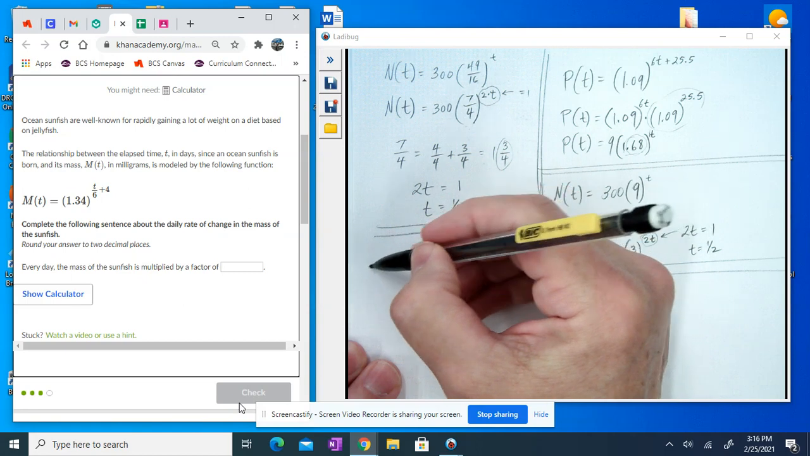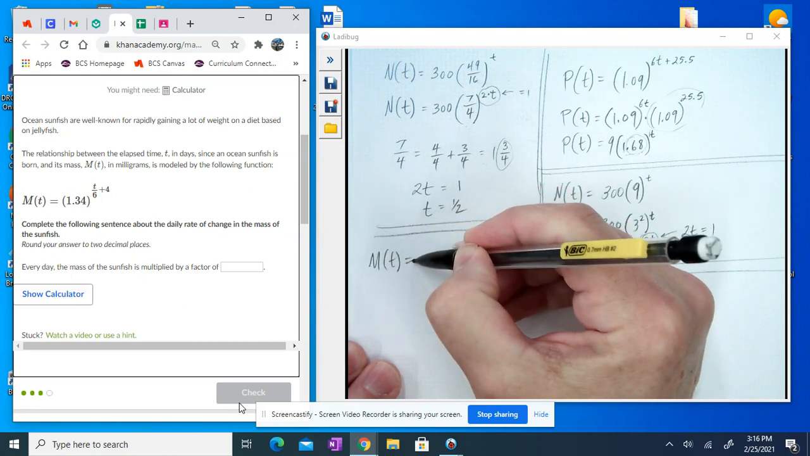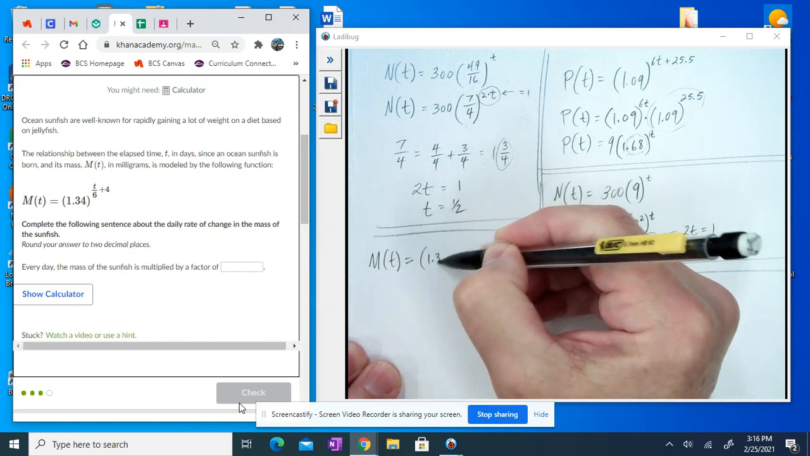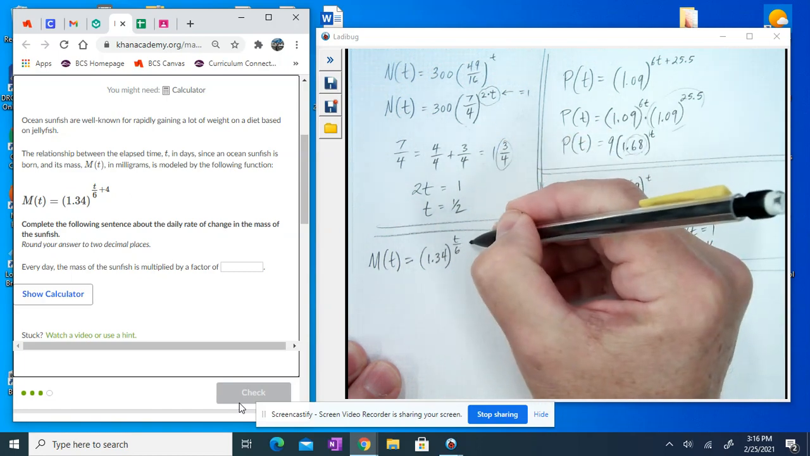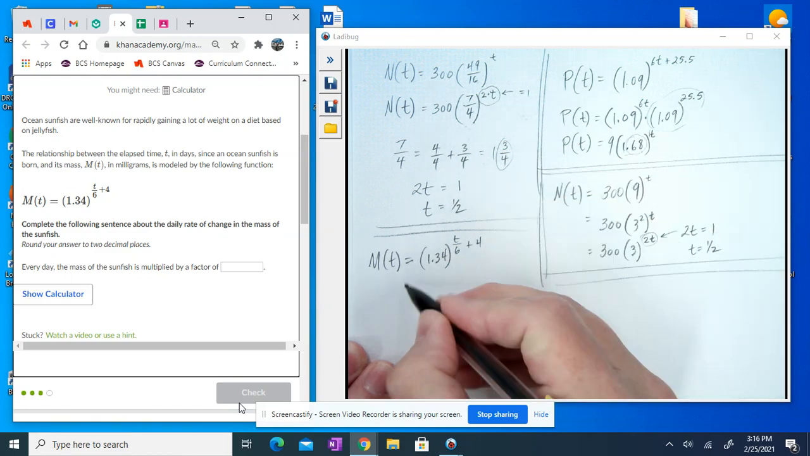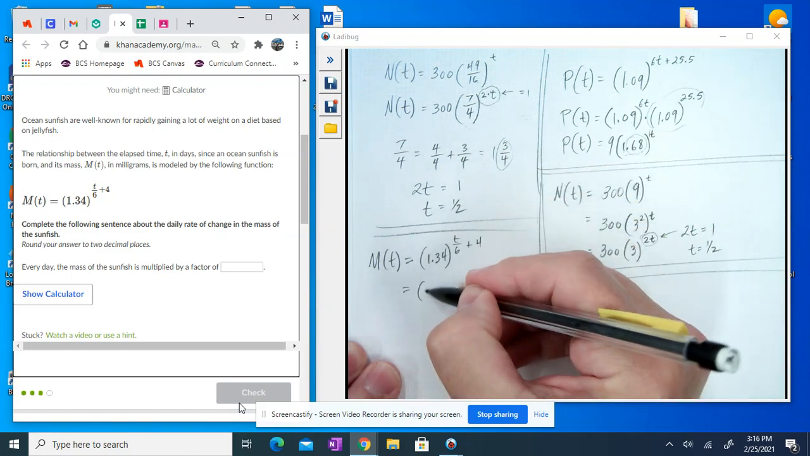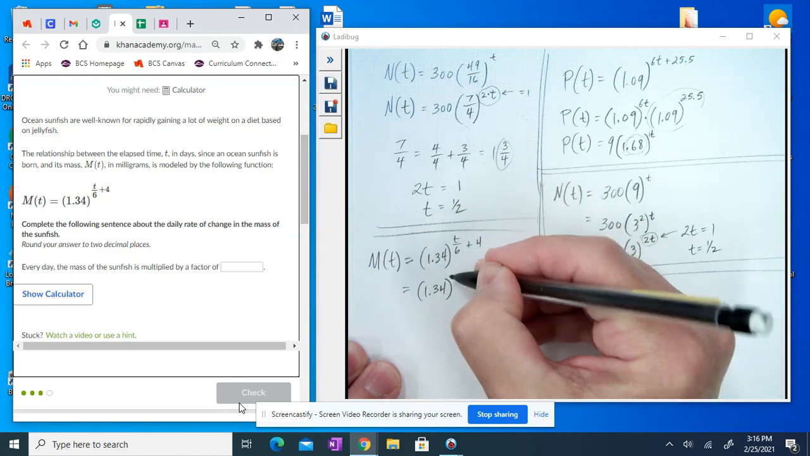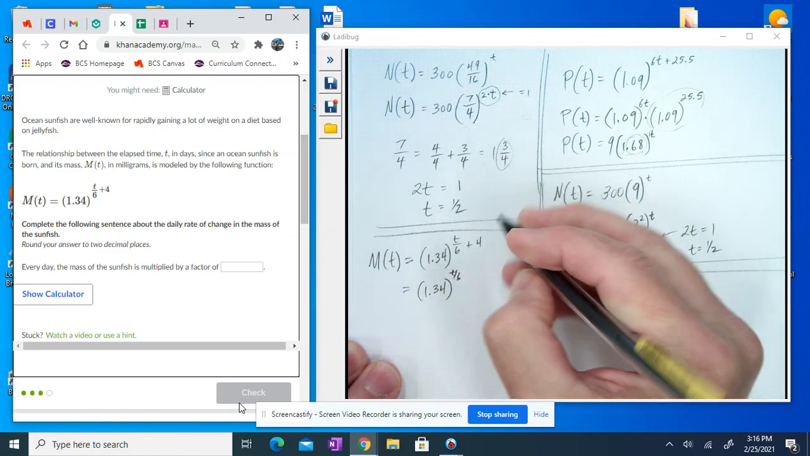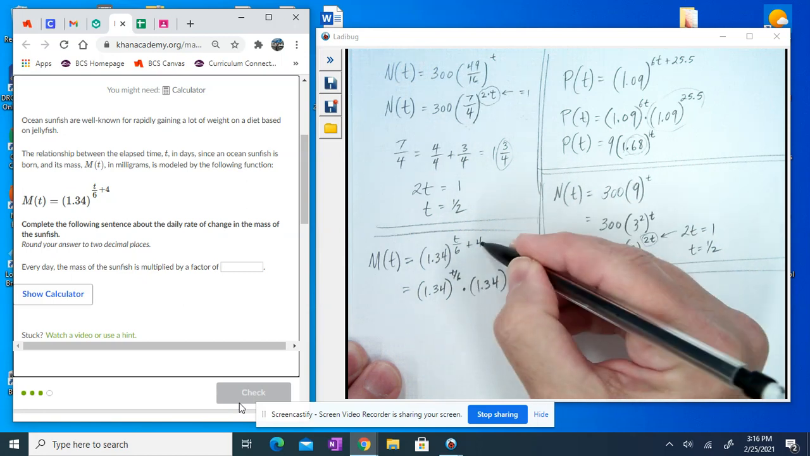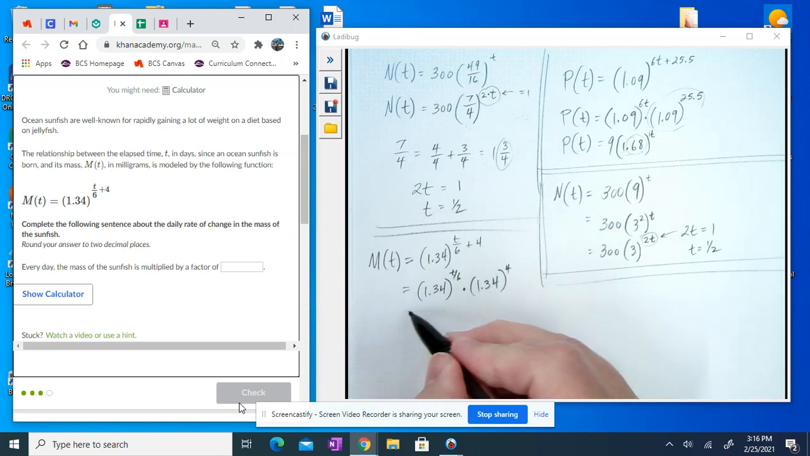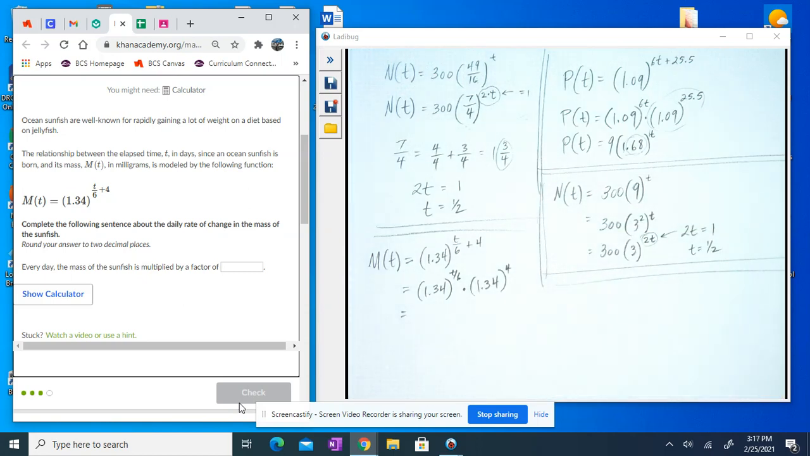So we've got m of t equals 1.34 raised to the t over 6 plus 4. Okay, now you know automatically you're going to want to break that up, right? So that's going to be 1.34 to the t over 6 times 1.34 to the 4th. Okay. The question is every day. So t is in days, right?